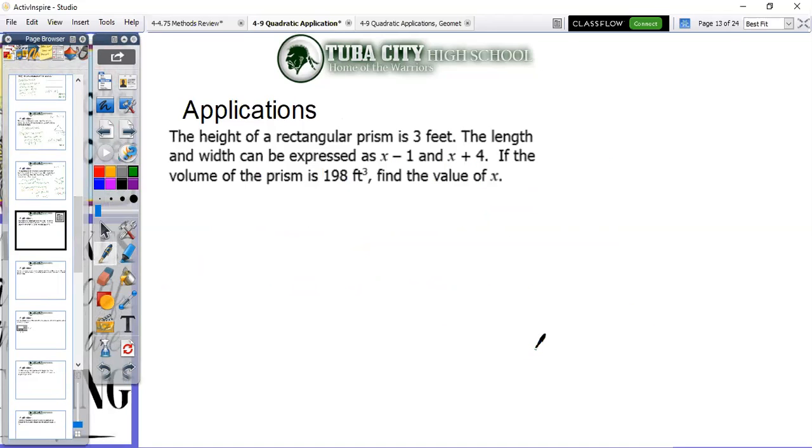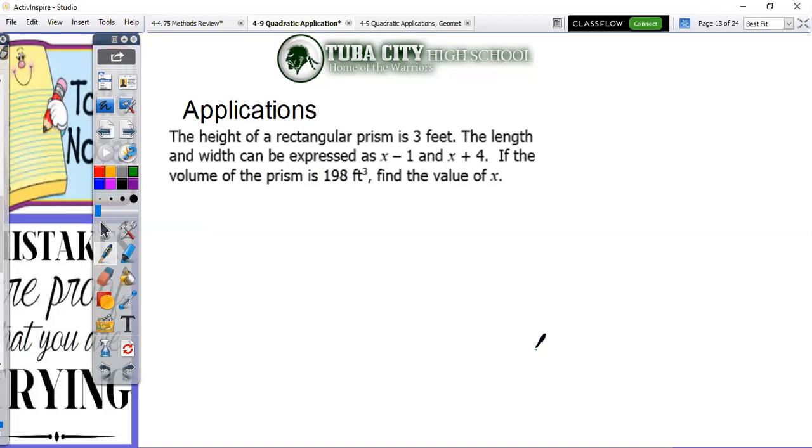Anyway, so the height of a rectangular prism is 3 feet. The length and width can be expressed as x minus 1 and x plus 4. If the volume of the prism is 198 feet cubed, what is the value of x? All right, so in this case here, a rectangular prism. Again, you don't need to be a good artist or anything. Oopsie. Always hard to get the up and down lines just right.